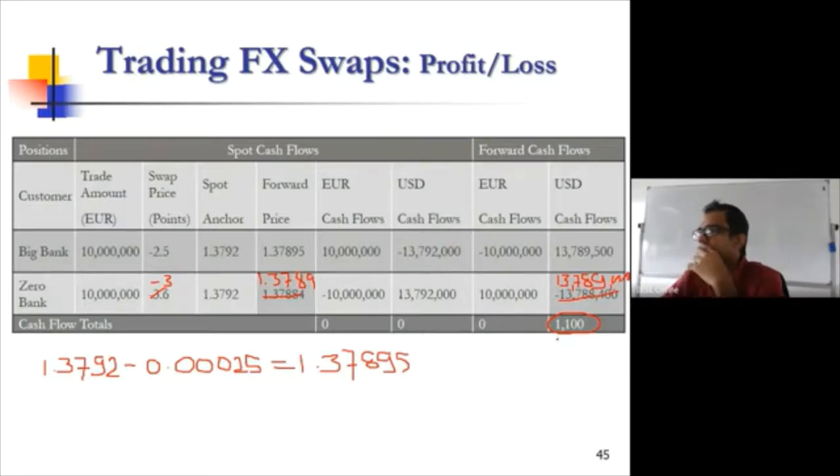So you can see profit goes down to $500. Instead of $1,100, now the profit is only $500 because the swap points have changed.